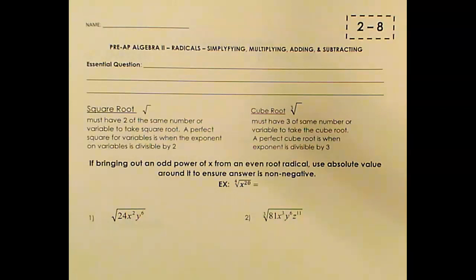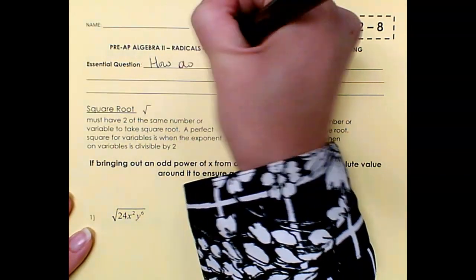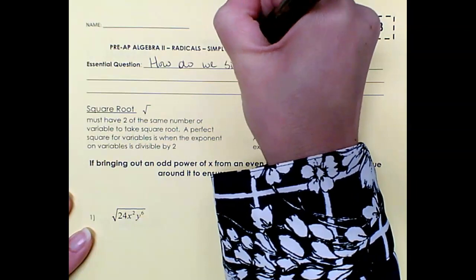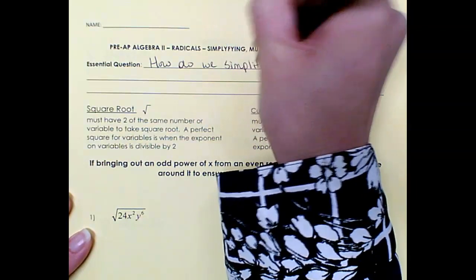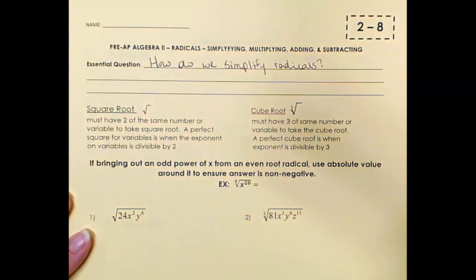So the essential question, there are two of them. The first one is, how do we simplify radicals, just in general? And the second essential question today is, how do we multiply, add, and subtract?